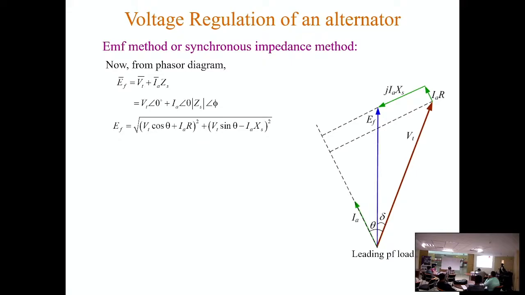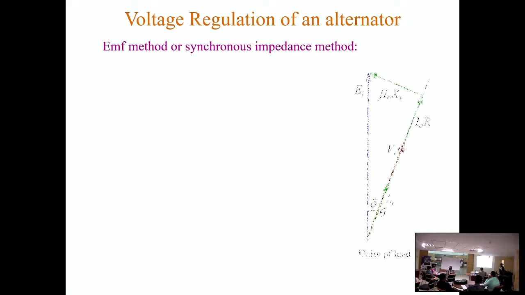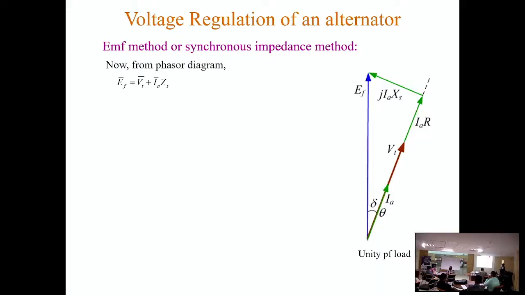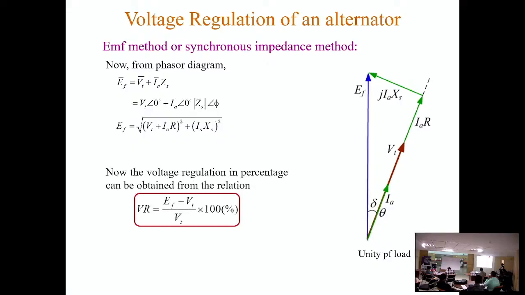So actually, if you can remember only one formula, in the other one it will be negative for leading power factor. And for unity power factor, it is very simple. Okay, so Vt plus IAR whole square plus IAXS whole square. That will give you EF. Once you have EF, you can apply this formula to calculate voltage regulation.